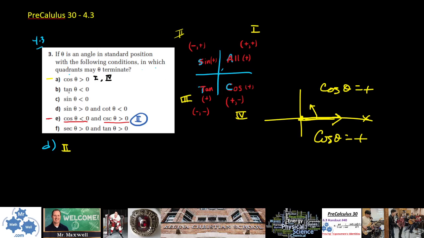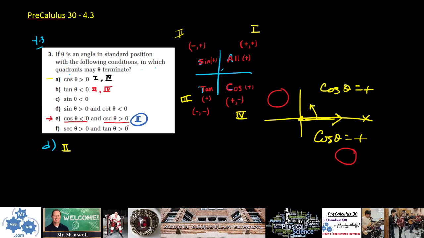Okay? Tangent is less than 0. Well, tan is positive here, and so tan is actually negative in quadrant 2. It's negative in quadrant 2, and negative in quadrant 4, because only cos is positive here, only sine is positive here. Tan is positive in 3 and 1. So 2 and 4. So they could end in 2 and 4. Okay, we good so far? Let's take a look at E.